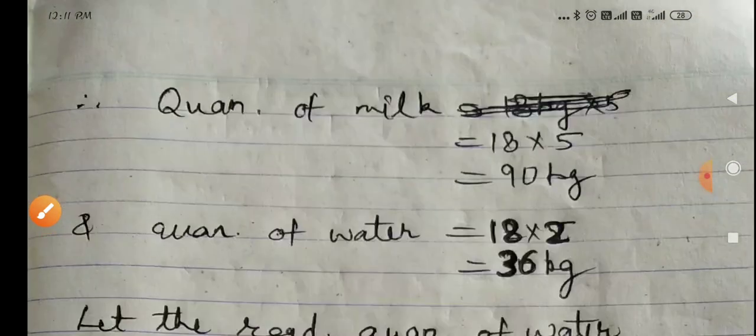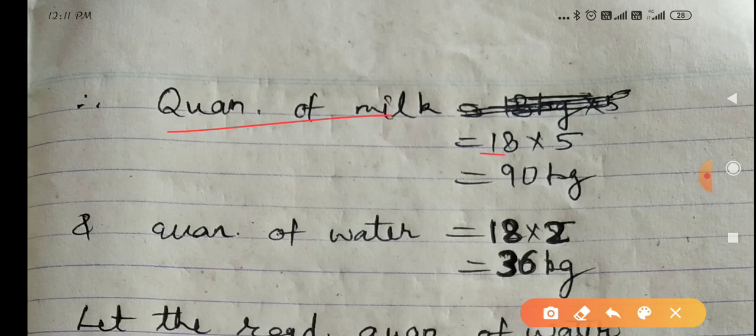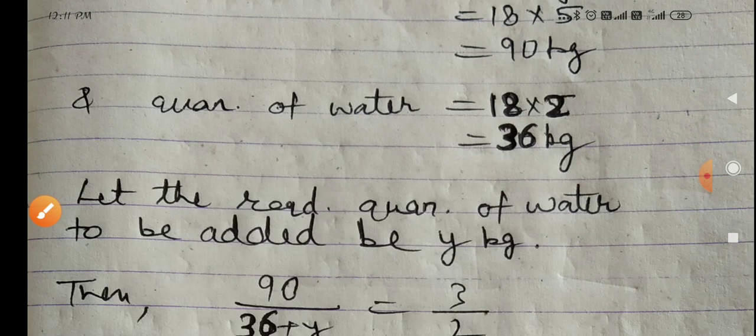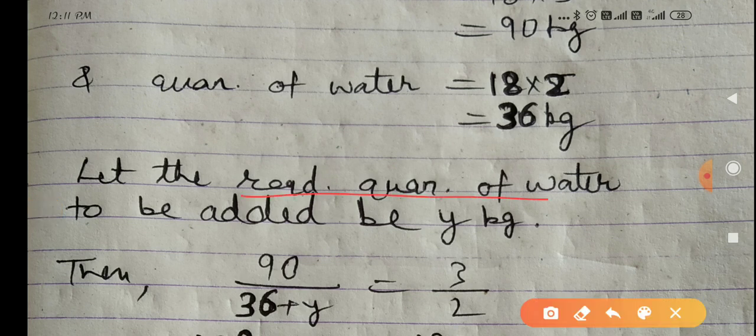After finding the value of x, the quantity of milk will be 18 into 5, 90 kg. The quantity of water will be 18 into 2, 36 kg. So let the required quantity of water to be added be y kg. The original quantity of milk is 90, the original quantity of water is 36, you have calculated. Now how much water are you adding? The required quantity of water to be added is y kg.